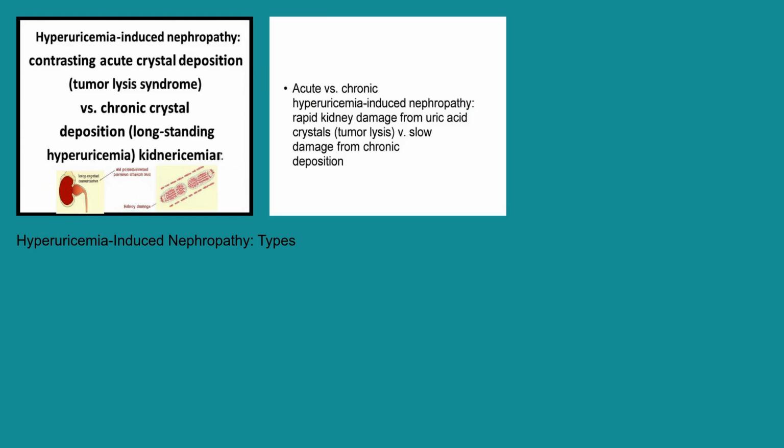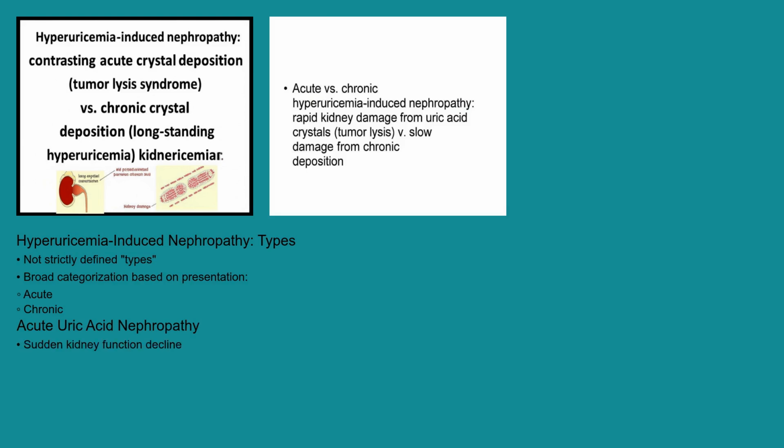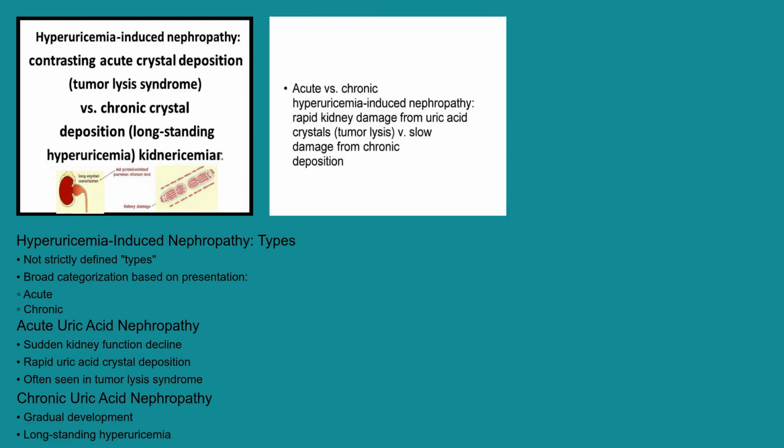While there aren't distinct types of hyperuricemia-induced nephropathy in the same way as some other diseases, it can be broadly categorized based on its presentation: acute and chronic. Acute uric acid nephropathy involves a sudden and severe decline in kidney function due to rapid uric acid crystal deposition, often seen in tumor lysis syndrome. Chronic uric acid nephropathy develops gradually over time due to long-standing hyperuricemia and chronic crystal deposition. The distinction is important as the treatment approaches and potential outcomes may differ.